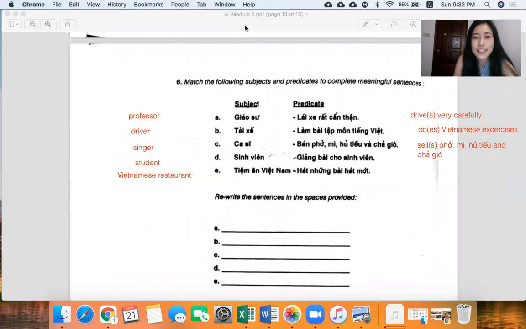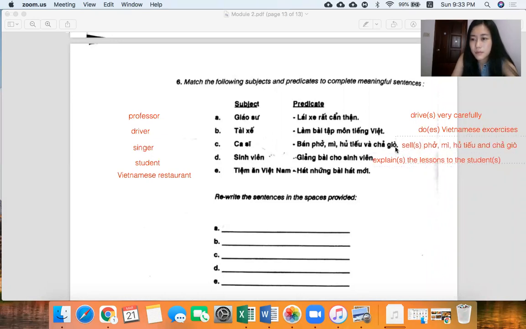Giảng bài cho sinh viên. Explain lessons to the student. Giảng bài cho sinh viên. Hát những bài hát mới.